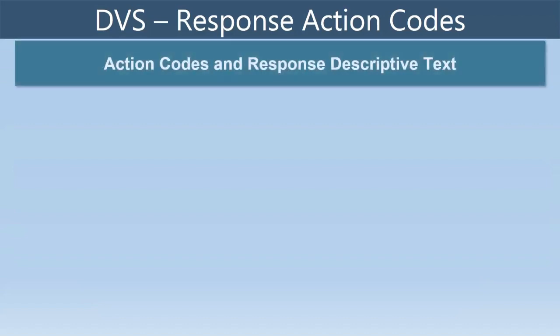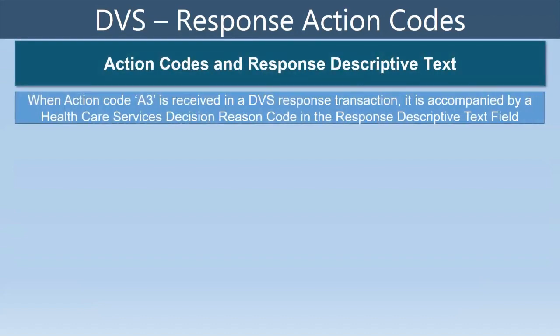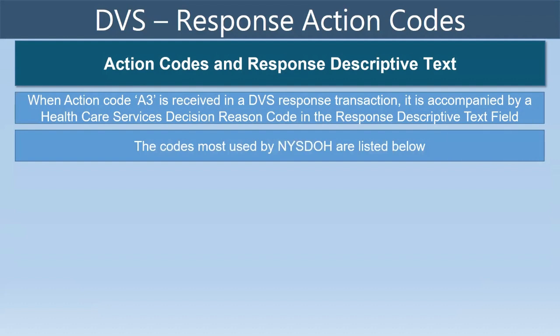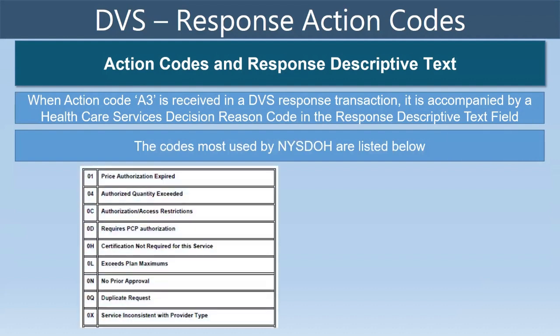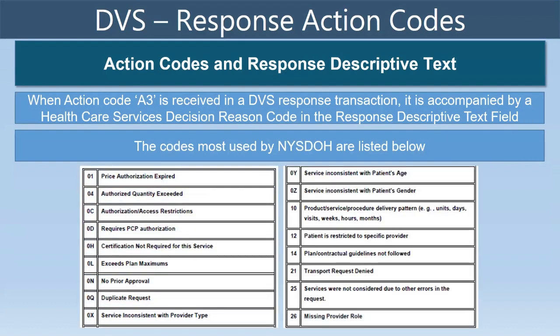Action codes and response descriptive text. When action code A3 is received in a DVS response transaction, it is accompanied by a healthcare services decision reason code in the response descriptive text field. The codes most used by New York State Department of Health are listed below. Examples include 0Q, duplicate request. The entered transaction is a duplicate of a previously submitted and approved DVS transaction.